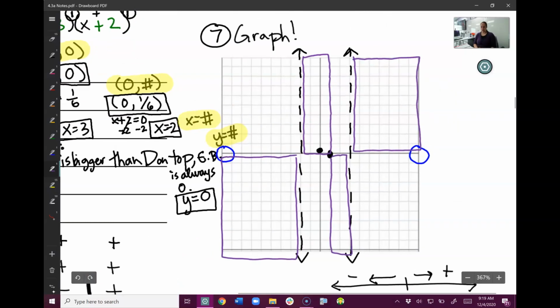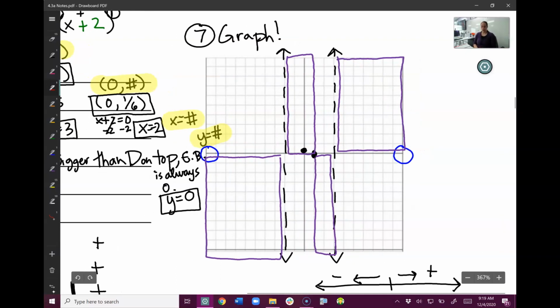So now I'm going to zoom in for step 7, which is actually graphing our function. Whenever we graph these functions, there are 3 things to keep in mind. Number 1, you cannot cross an asymptote. Ever. We do not cross asymptotes.